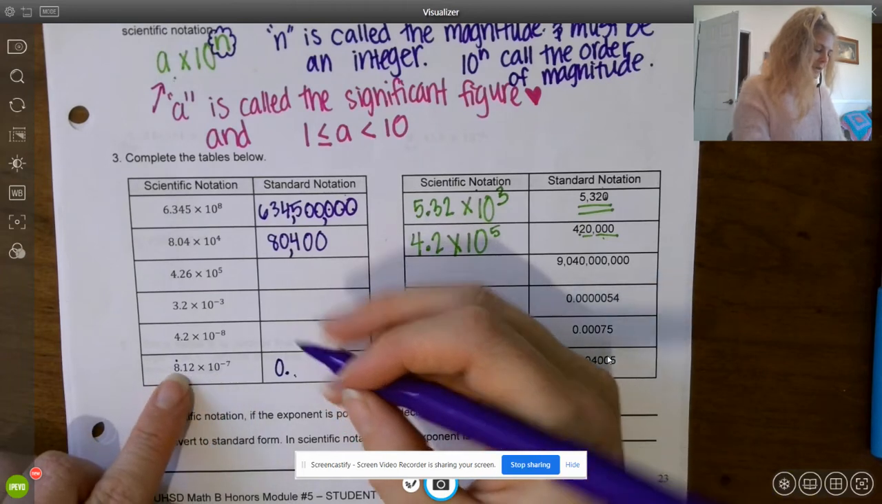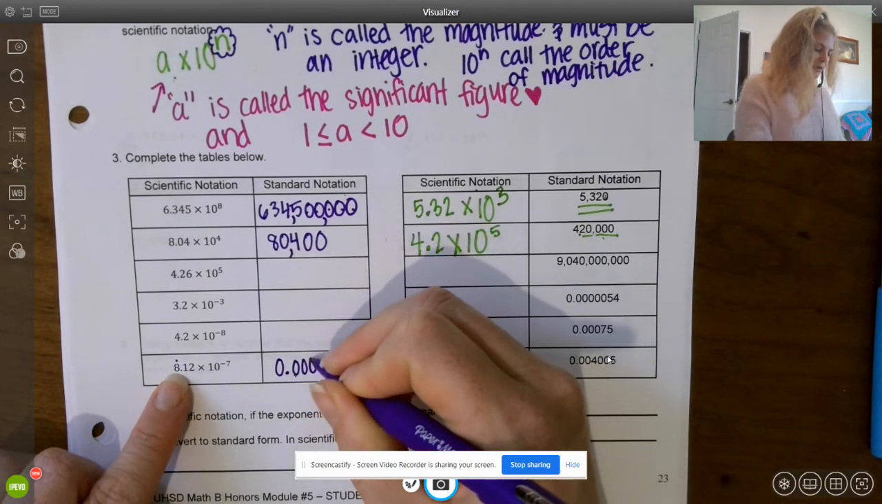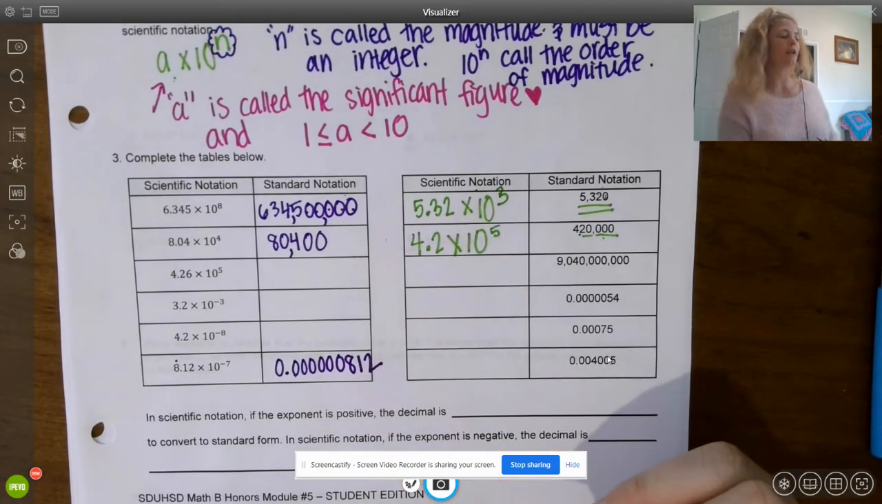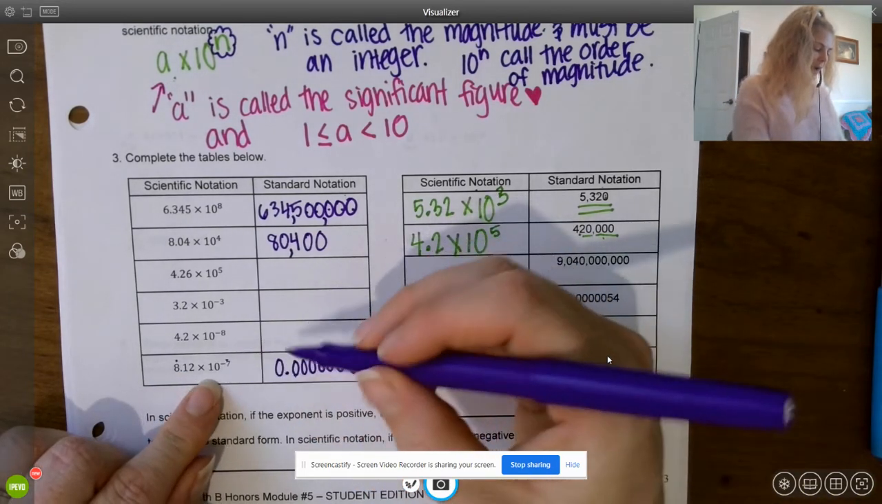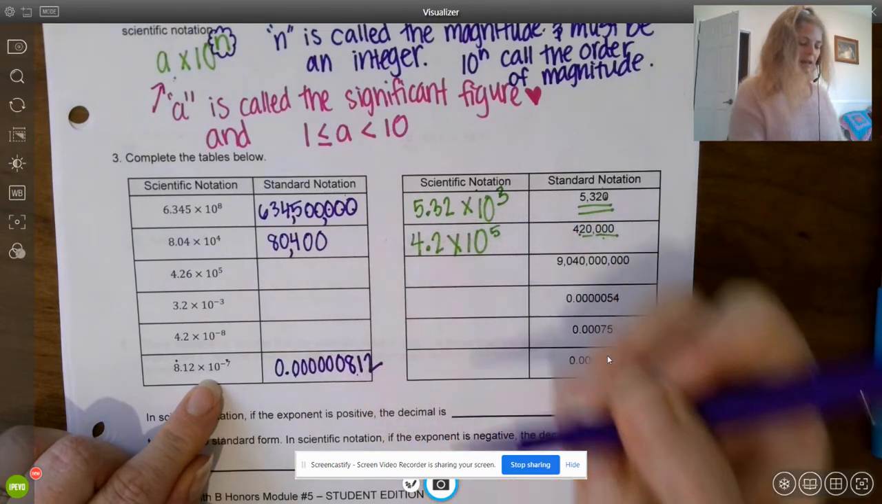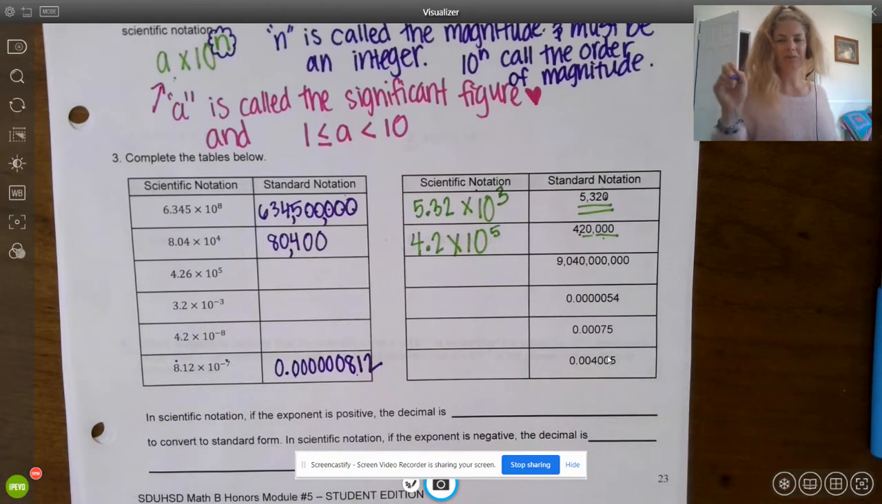That's going to be 6 more. So 6 more zeros, 1, 2, 3, 4, 5, 6, and then put 8, 1, 2. All the numbers that are there. You can always count by going back 1, 2, 3, 4, 5, 6, 7, and notice we would end up at 8.12. So the loop-de-loops are helpful, but don't depend on them.